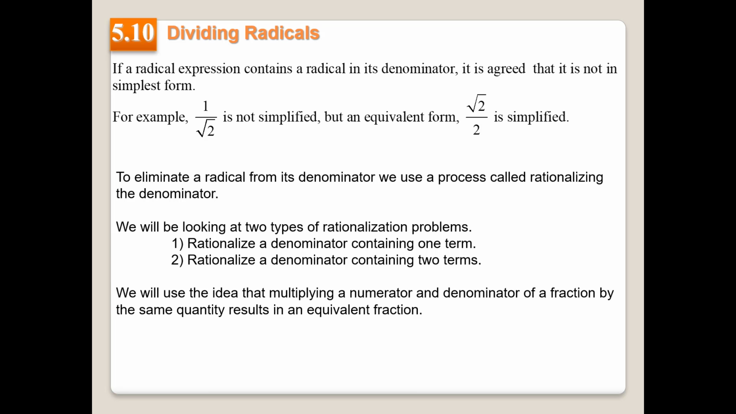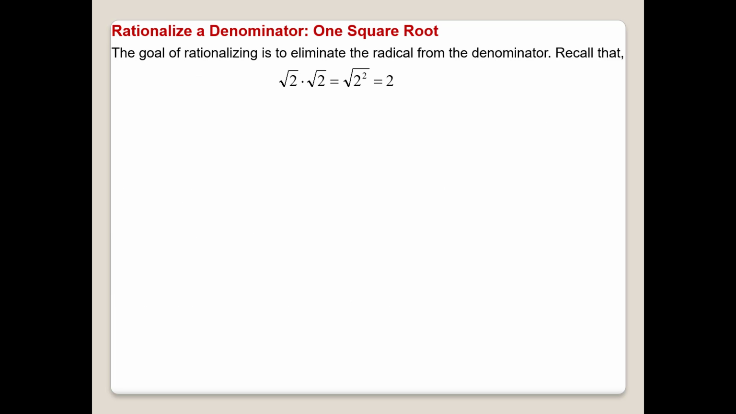We will use the idea that multiplying the numerator and denominator of a fraction by the same quantity results in an equivalent fraction. Here we've got one square root. The goal of rationalizing is to eliminate the radical from the denominator. So recall, we take the square root of 2 times the square root of 2. Again, that gives us the square root of 2 squared, which equals 2.